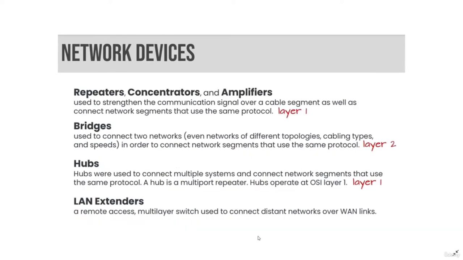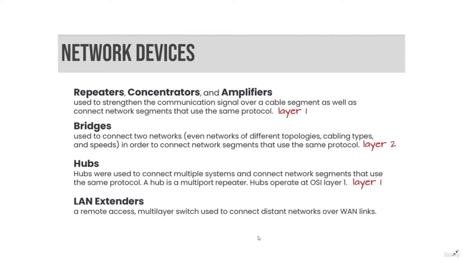Some other common network devices are repeaters, concentrators, amplifiers, bridges, hubs, and LAN extenders. Repeaters, concentrators, and amplifiers are used to strengthen the communication signal over a cable segment, as well as connect network segments that use the same protocol. These all take place at layer 1.